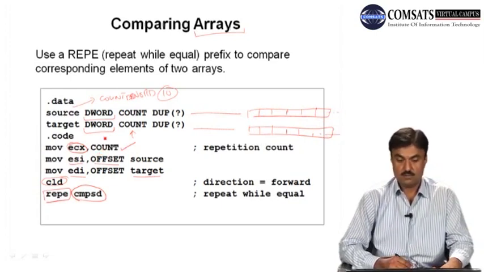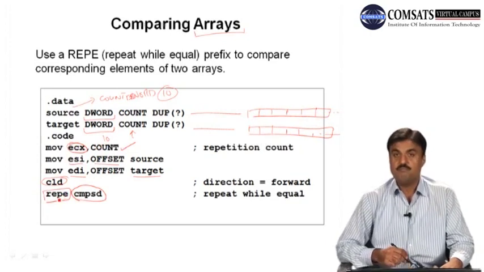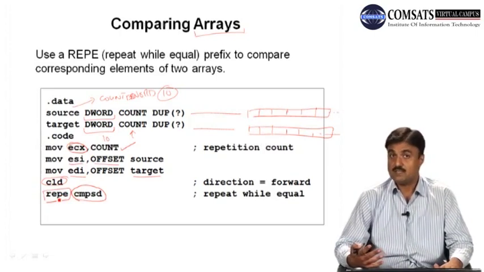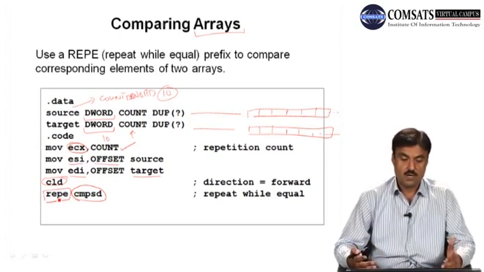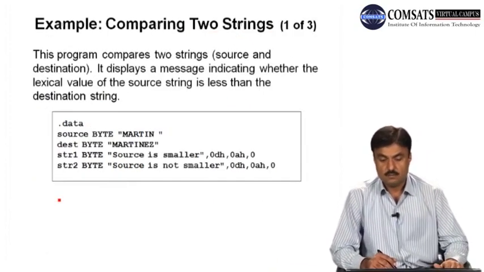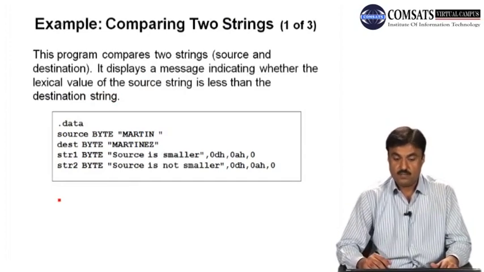So for example, if count is equal to 10, we are going to compare 10 times. However, it will repeat a maximum of 10 times, but only until they are equal. If they are not equal, it will return back. Now, this is another way if you want to compare strings.